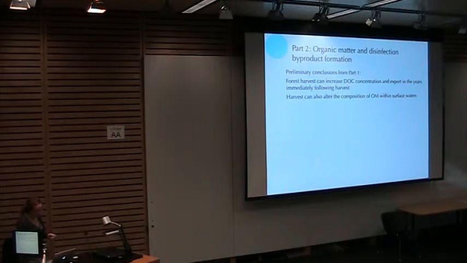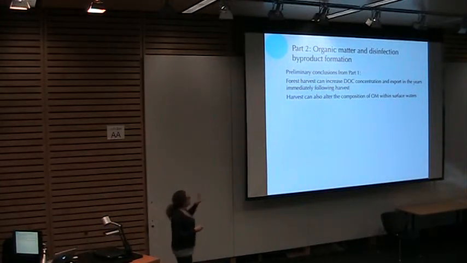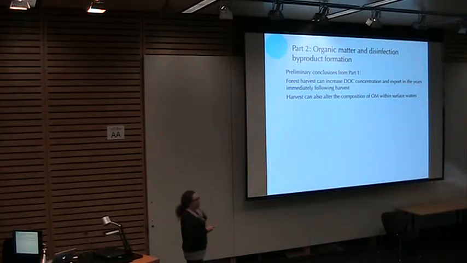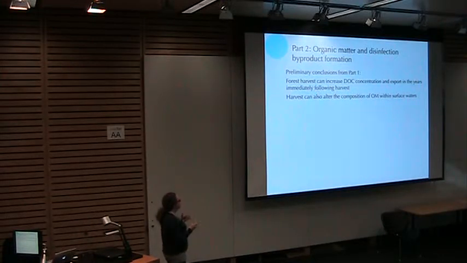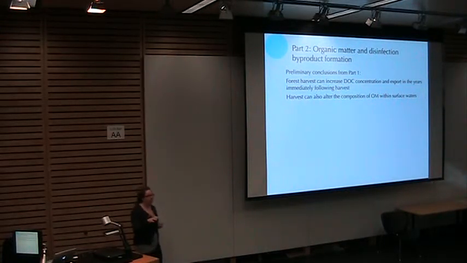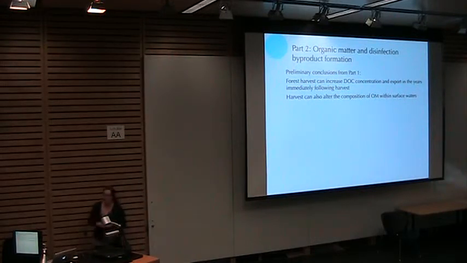Okay, so I have 3 minutes, and I wanted to touch briefly on the second part of what I'm currently doing, my most current work. From the preliminary conclusions of that first part I was talking about, how we affect biogeochemical cycling by harvesting a site, we can see that forest harvest can increase DOC concentration and flux, and it can also affect the composition of this organic material that's being exported. So it can change the chemical qualities of the organic material that's being exported from the watershed.